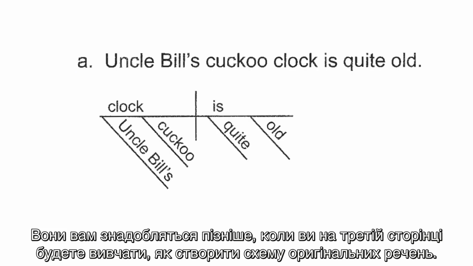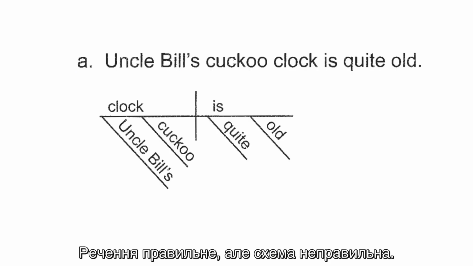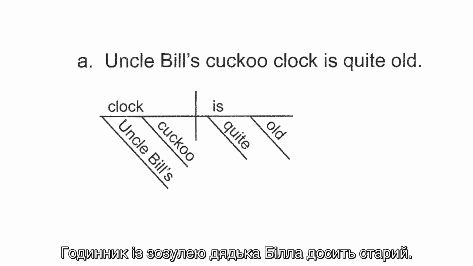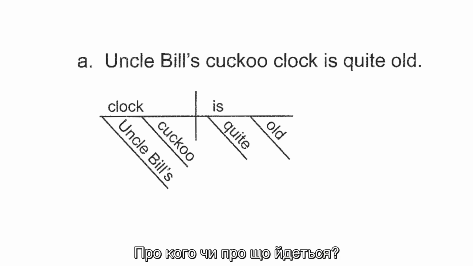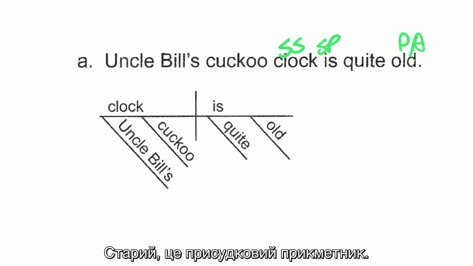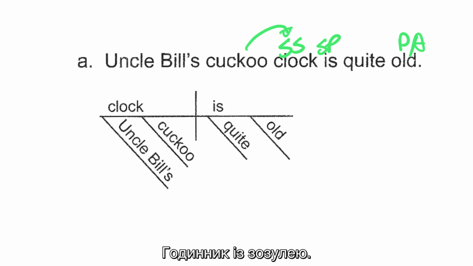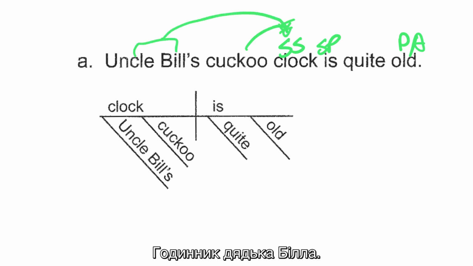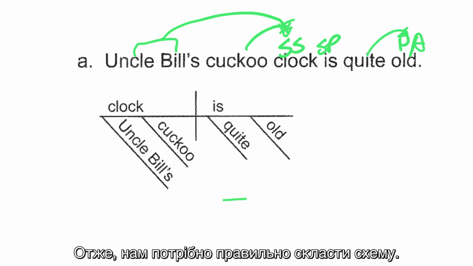You'll need these later when you are on page 3 looking at how to diagram original sentences. Let's take a look at this sentence. The sentence is correct, but the diagram is wrong. Uncle Bill's cuckoo clock is quite old. Who or what is this about? It's about a clock. What does the clock do? It exists as. Exists as what? Old. That's a predicate adjective. What kind of clock? Cuckoo clock. Whose clock? Uncle Bill's clock. How old? Quite old. So we need to diagram it correctly.